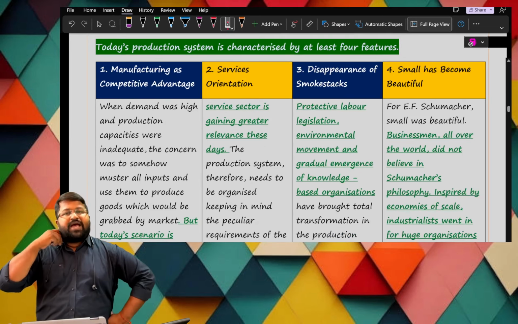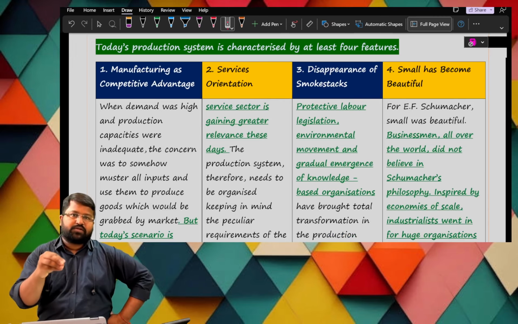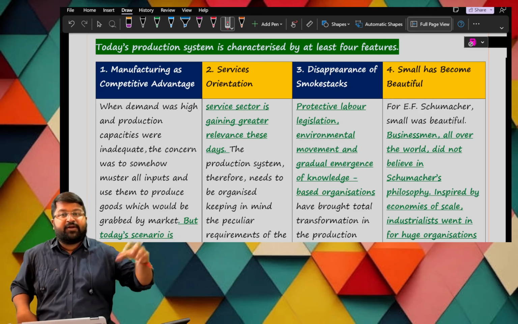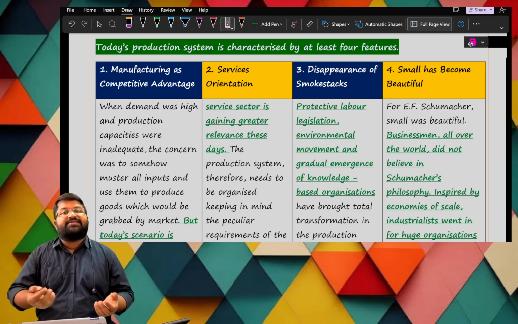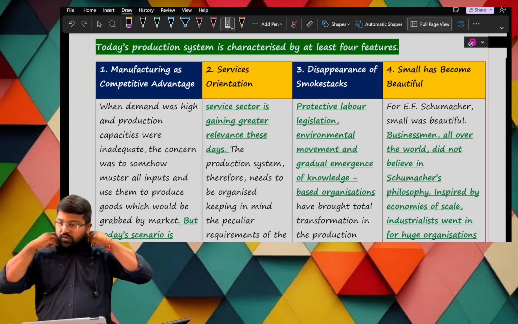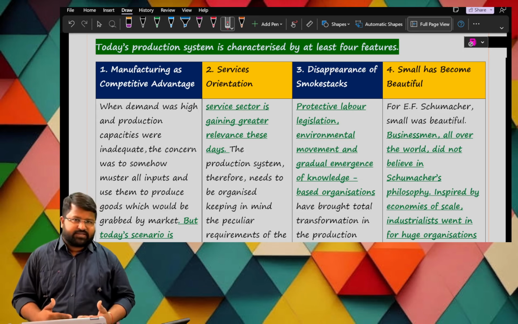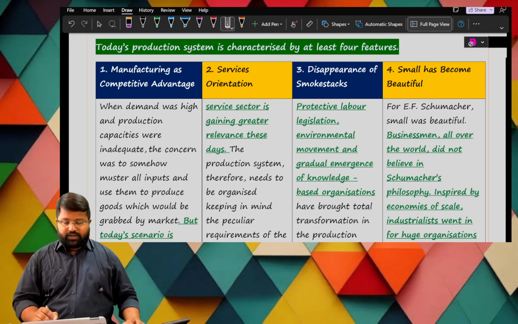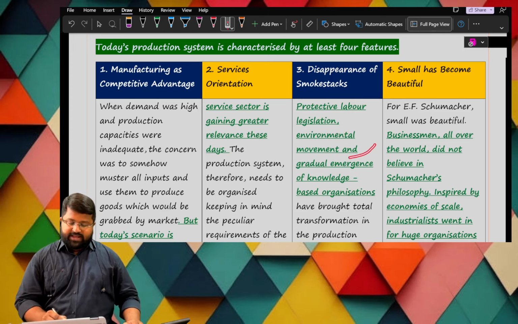Now, for example, we have some labor and we are giving them good conditions. The working area is good and it is really safe for them to work in. This is good. But if you are using child labor, the government will step in and ask you to get out, and we have to close our business. So the disappearance of smoke stocks includes not only pollution, it also includes how the work environment is in our country, whenever our business thinks of it. So protective labor legislations, we are giving good norms. We are following labor norms and the environmental movement, and the gradual emergence of knowledge-based organizations.